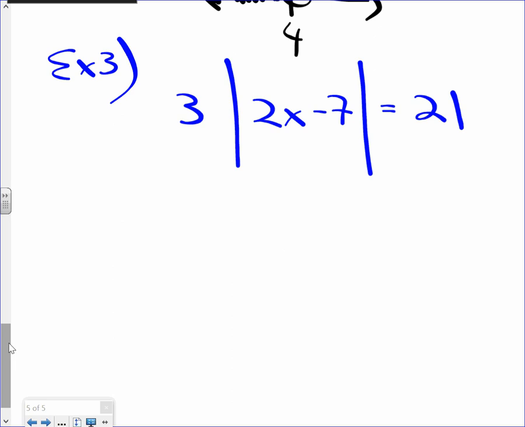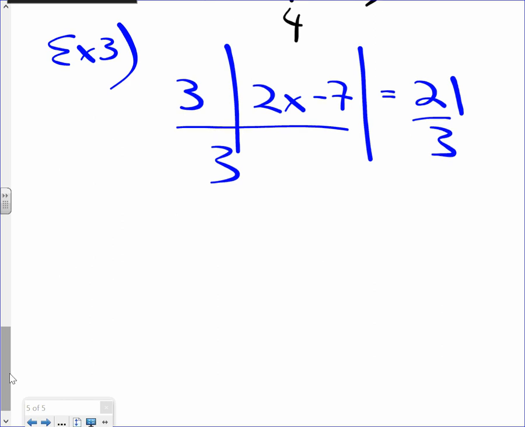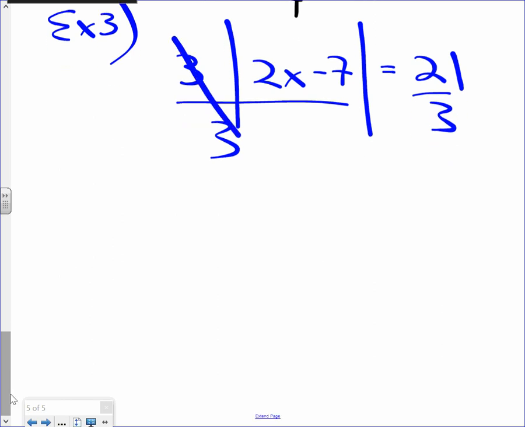Let's get the absolute value alone. It's not alone right now on the left side. I got to get rid of that 3. Can someone please tell me how to get rid of that 3 before I cry? Rueda. Thank you. It's opposite multiplication. Divide by 3. Let's do it. This is gone. I got absolute value of 2x minus 7 is equal to 7.